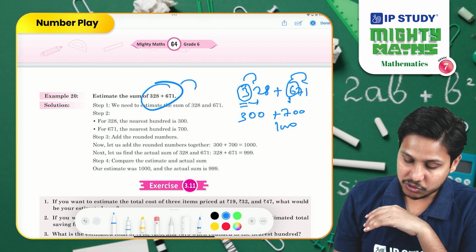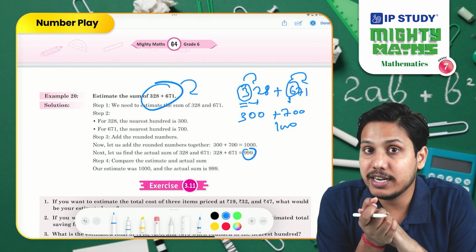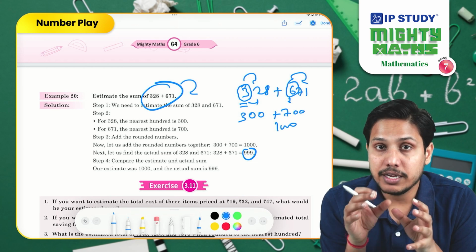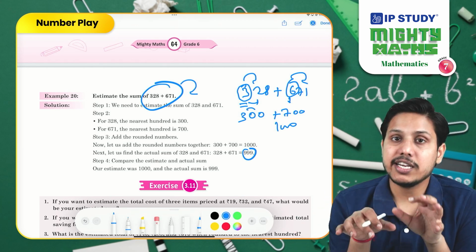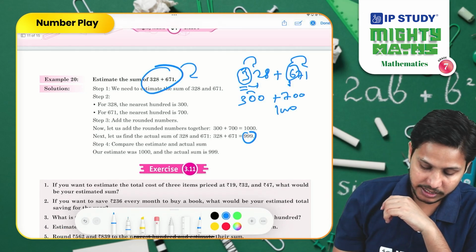Now the actual sum is 999. But if we need a quick calculation, then we can use this method and check if we have enough things or enough value or enough money or not. Yes students.